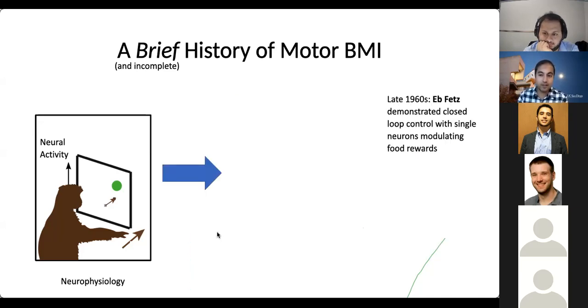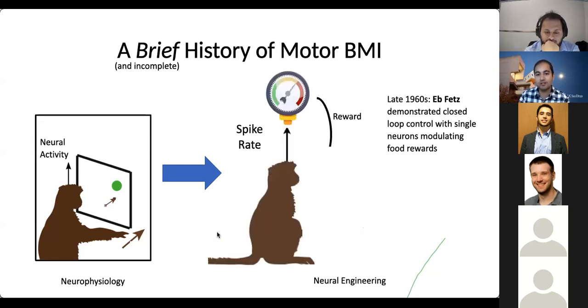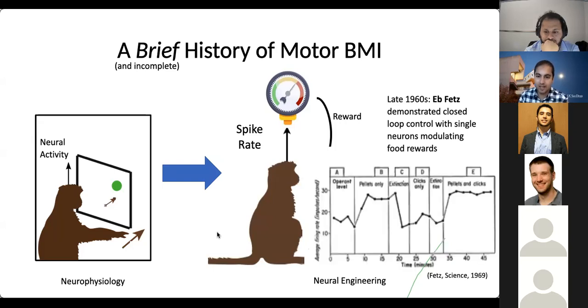In the late 60s, Evan Fetz, who is still incredibly active, doing wonderful work in motor physiology and BMI, provided the first demonstration of closed loop control, and he was doing this with single neurons, right? So he was recording from one or a couple of neurons, monitoring their spike rate and providing rewards back to the animal based on the firing rate. So he could get the animal to hit target firing rates based on this feedback control. And I believe this is the first demonstration of modulation control of neurons in motor cortex.